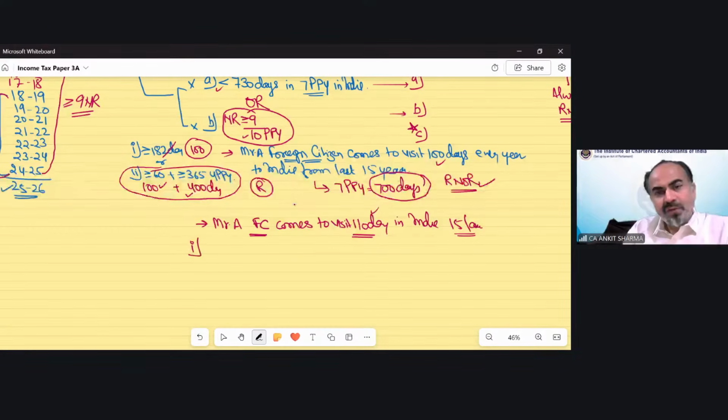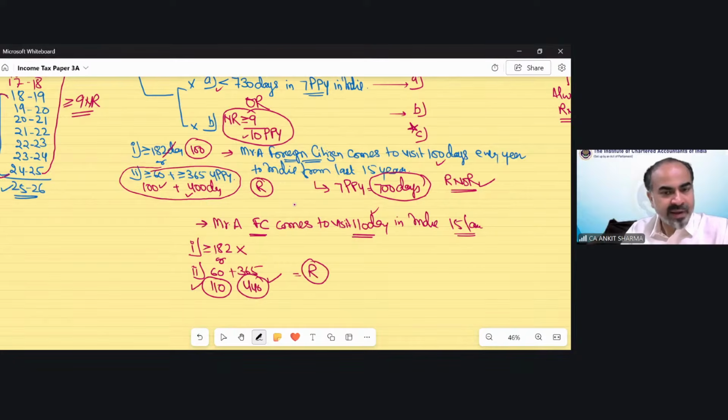The first condition of 182 days will not be satisfied. But the second condition of 60 days plus 365 days: he would be in India for 110 days, satisfied. 440 days in 4 years, this is also satisfied. So he will be a resident in India. Now in the preceding 7 years, we have to see whether he is in India for less than 730 days.